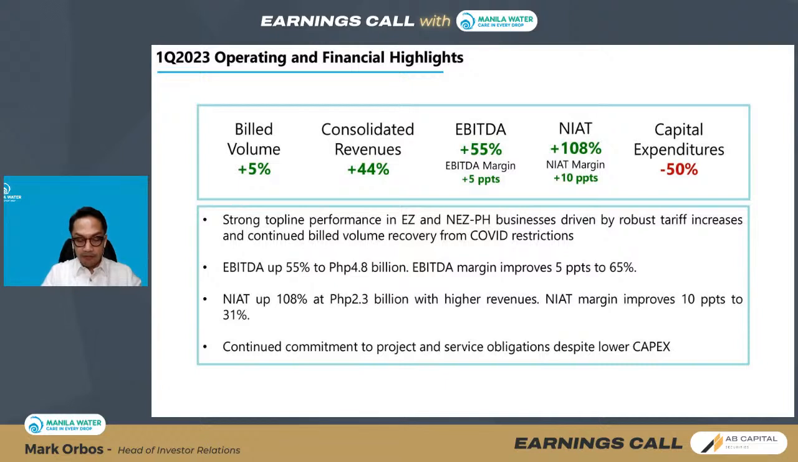Our net income is up 108% to 2.3 billion pesos with higher revenues with support from forex gain in line with the original concession agreement in the East Zone. Net margin improves 10 percentage points to 31%. And we continue our commitment to project and service obligations despite the lower capex.